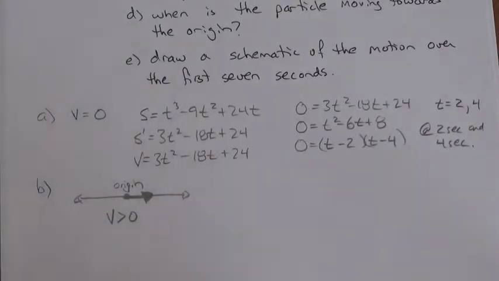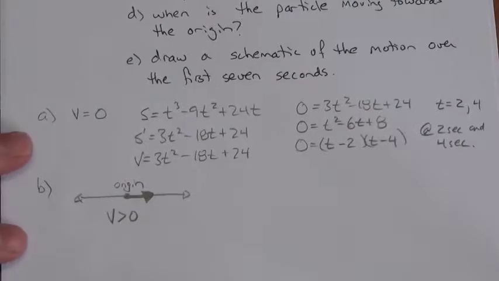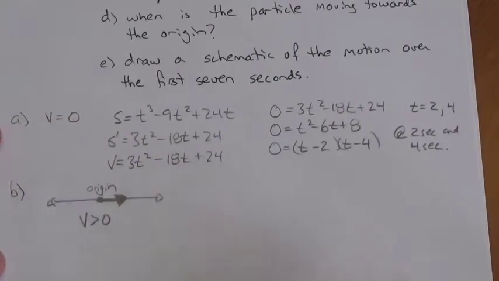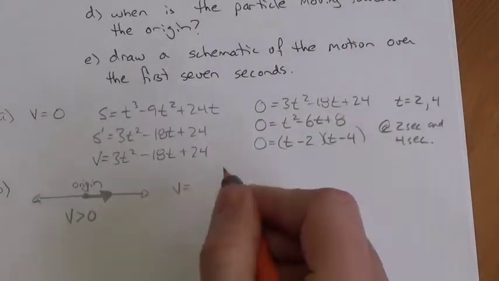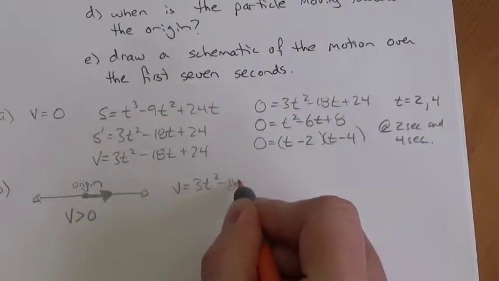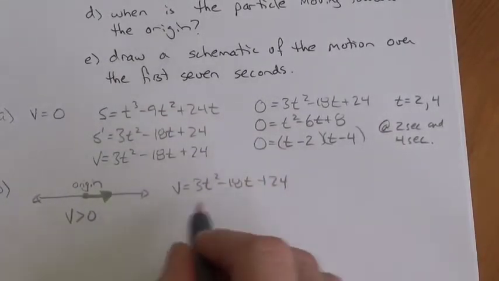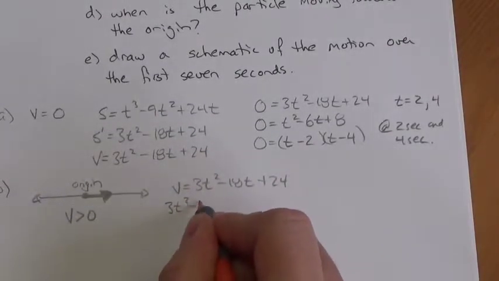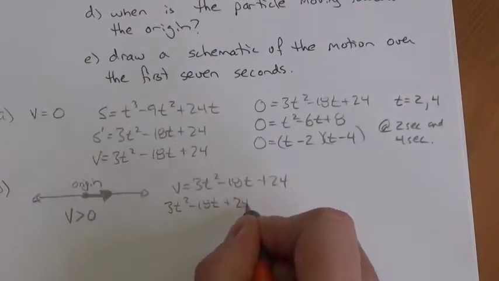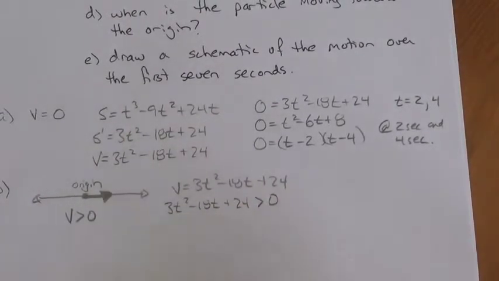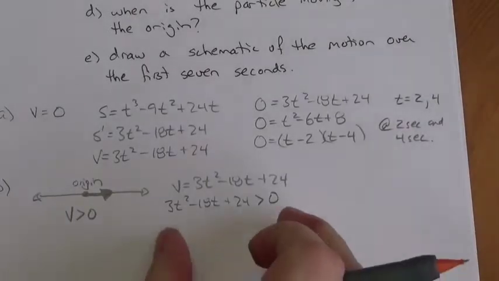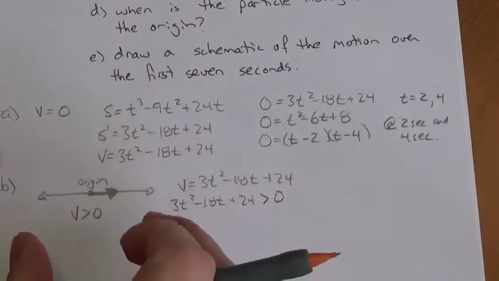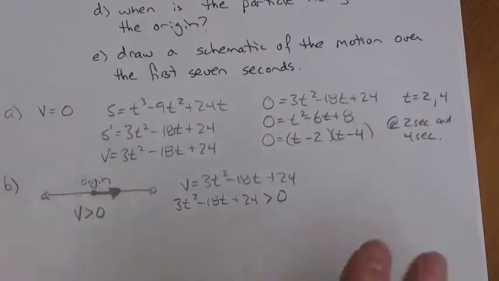Make sure that you understand that this is different than speed. Speed doesn't have a direction with it. Velocity has both direction and magnitude. Now, we've already got an expression for velocity. We know that velocity is equal to 3t squared minus 18t plus 24. We're interested in where this expression is greater than 0. In the intervals where this is greater than 0, the particle will be moving in the positive direction.